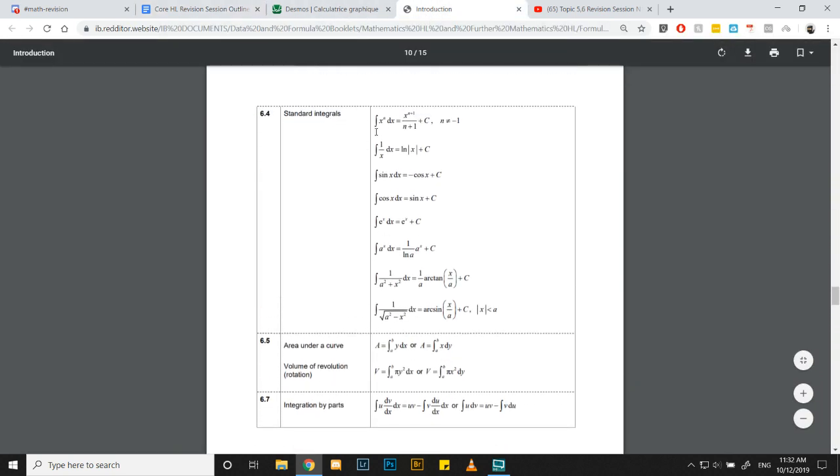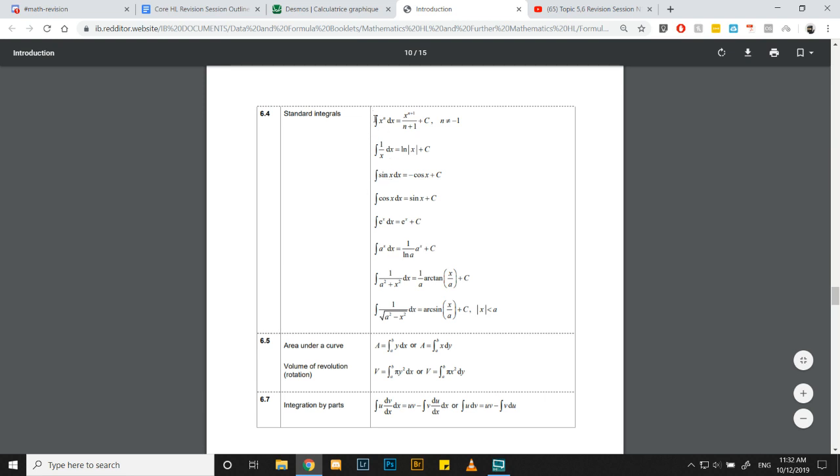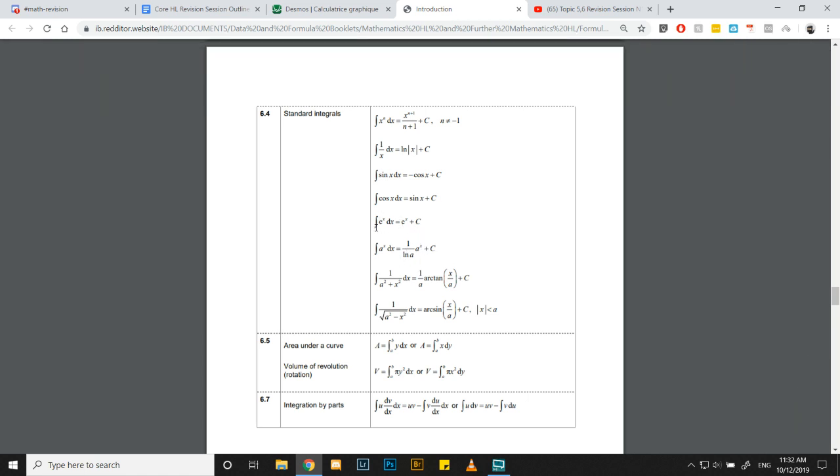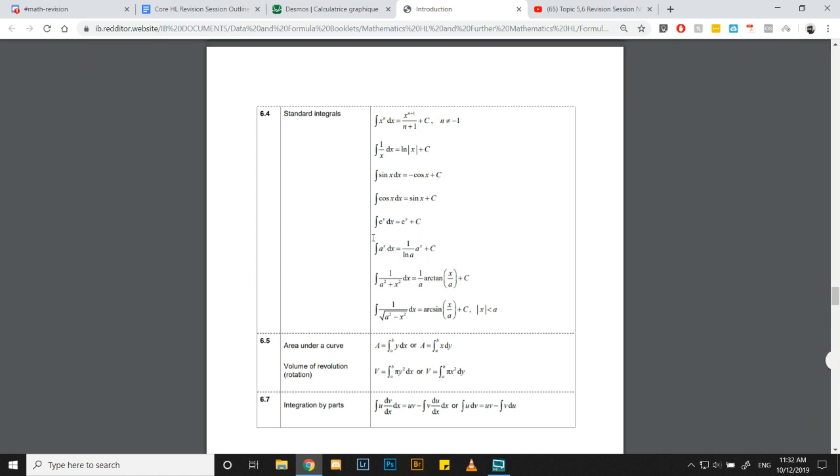There's a bunch of standard integrals. Because this was a revision session, you should probably have a pretty good understanding of integration, so you should be able to know why most of these work. Some are slightly more difficult than others, but the derivations, the reasons why these occur, are not required in IB. They are required in AP though, and they might be in the calculus option, I'm not sure. But over here, you don't need to know, you just need to know that they exist.